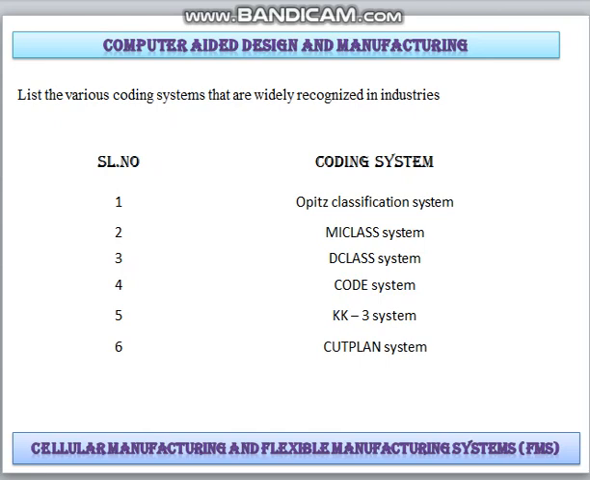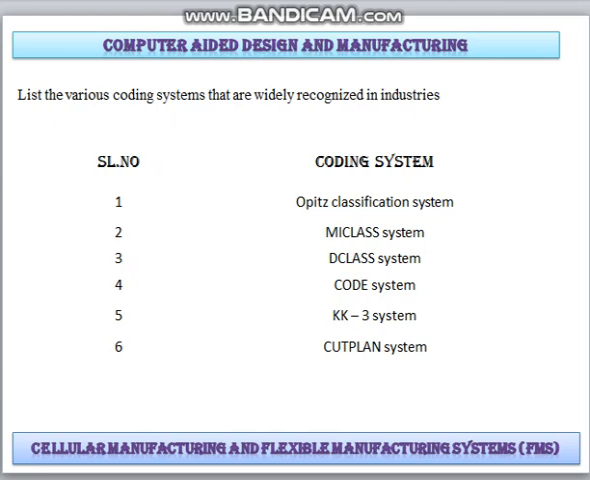Next is the D class system. It is nothing but the design and classification information system. It follows 8 digits. These 8 digits are individually partitioned into 5 code segments. The first segment consists of 3 digits used for basic shape. The second segment consists of 4 digits used for complexity of parts. The third segment consists of 5 digits to specify overall sizes of parts. The next, 6 digits, is used for precision, and the fifth segment consists of 2 digits. It is used for material type.